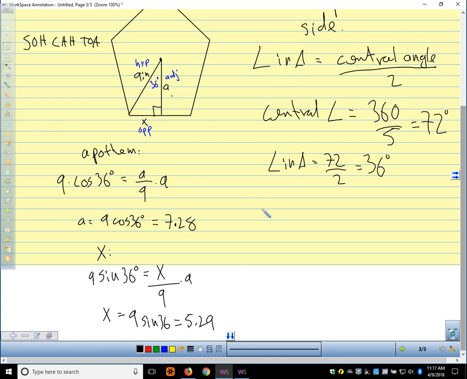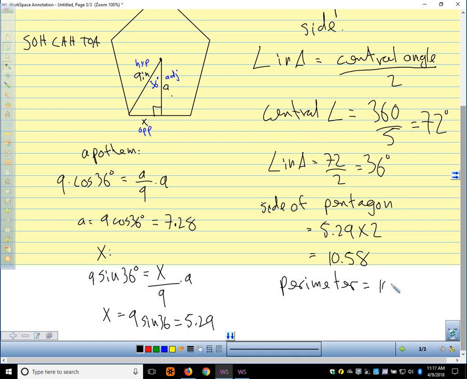So the side of the pentagon is 5.29 times 2, because we found half a side, so we get 10.58. The perimeter: 10.58, we have a pentagon, so times 5, and that gives me 52.9.